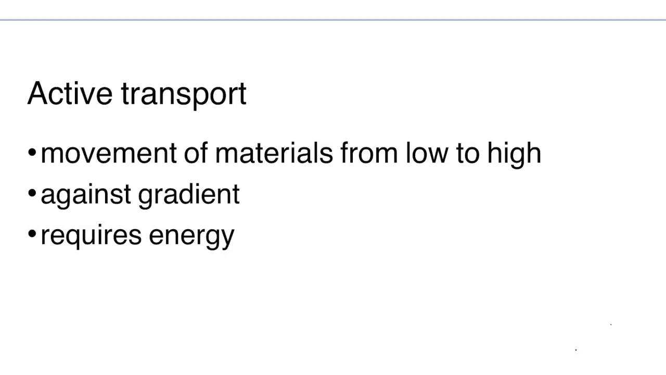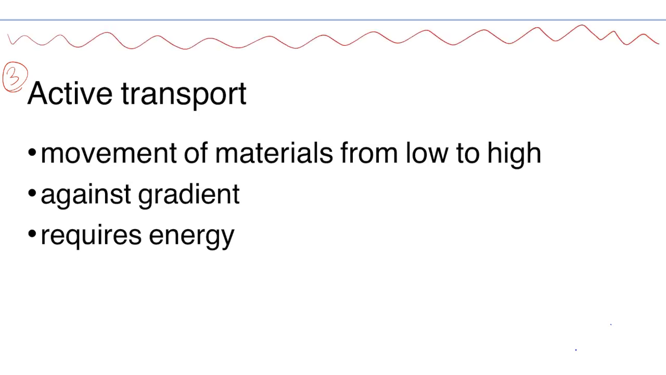Now we're going to discuss active transport. So this is our third type of cell transport. If you didn't draw a little squiggle right above this, let's draw that little squiggle, which will help us divide between facilitated diffusion and osmosis, which was our second type of transport, and active transport, which is our third type.